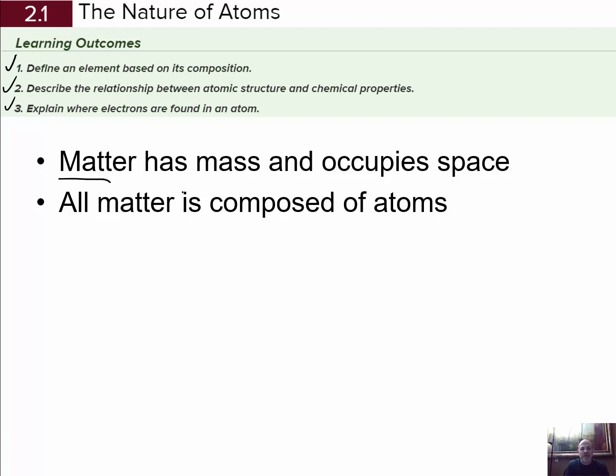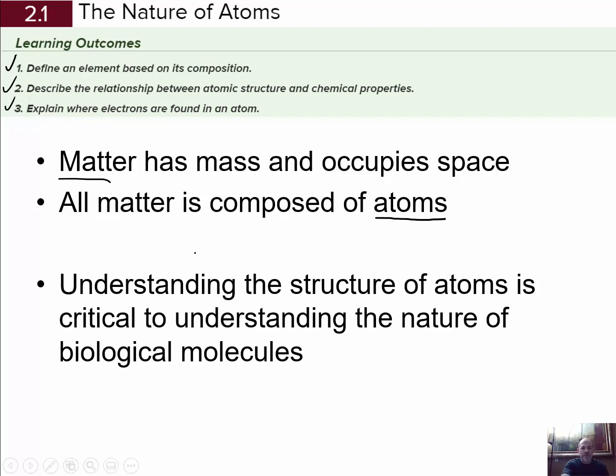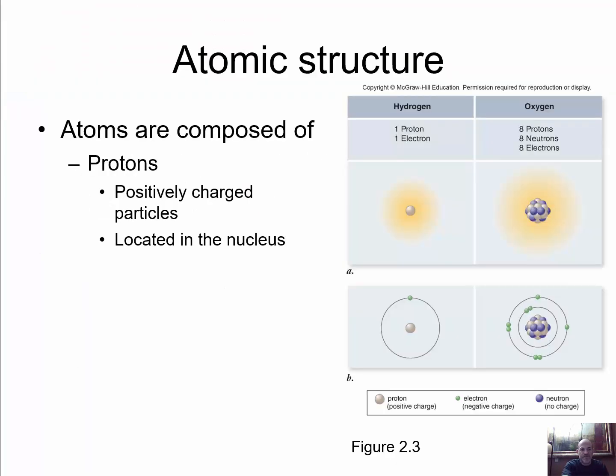So matter, by definition, is a substance which has mass and occupies space, which is what most substances are. All matter is composed of basic units that we call atoms, which is a structural unit of matter. Now, understanding the structure of atoms is critical to understanding the nature of biomolecules. So if we're going to explain anything that happens at the cellular level or higher, it's useful to know what's going on at the chemical level. So chemistry is a foundation for all of biology.